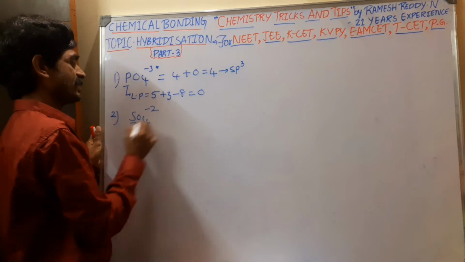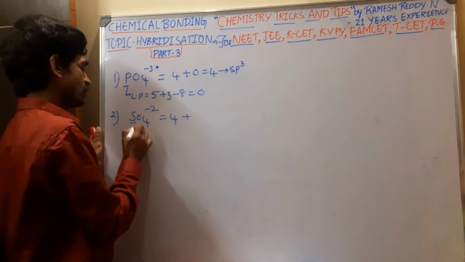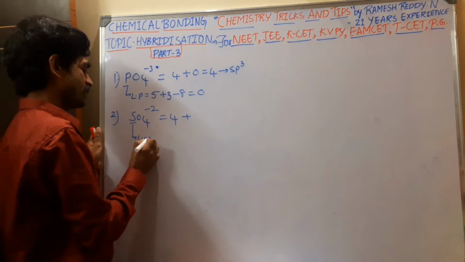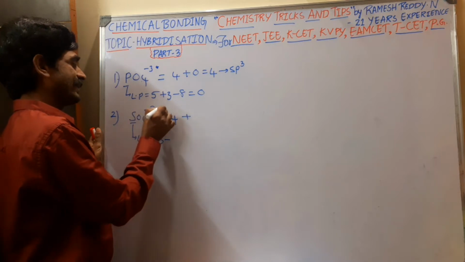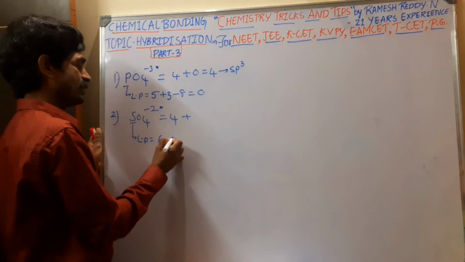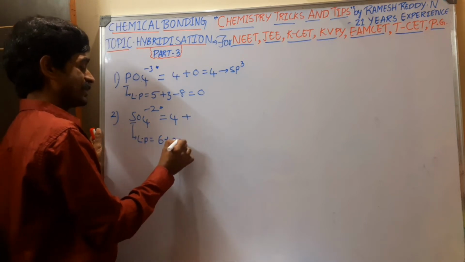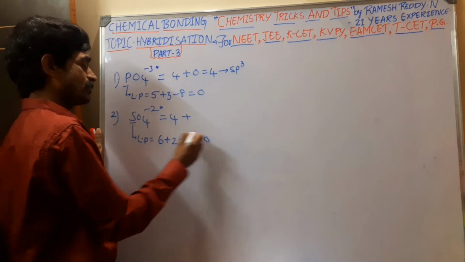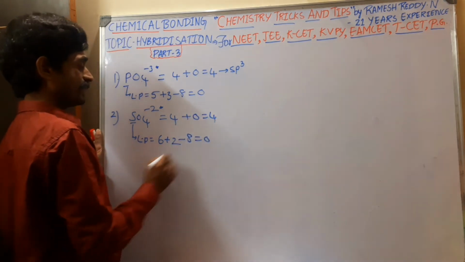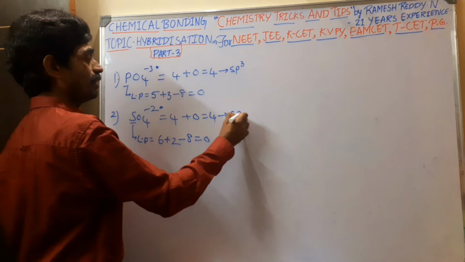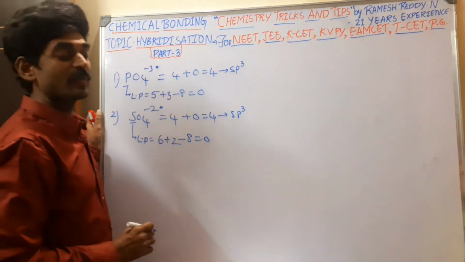Here sulfur is the central atom. How many atoms are bonded to it? 4. Plus lone pairs of electrons on sulfur. Sulfur valence electrons are 6. Then it gains 2 electrons, and you have to add those electrons here, that is plus 2. And 4 into 2, that is minus 8. Then that is equal to 0. Then 4 plus 0, that is 4. Then the molecule in which the central atom sulfur undergoes sp3 hybridization.